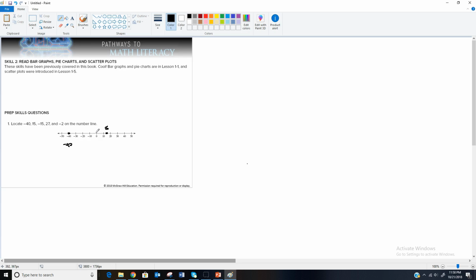Negative 15 would be the same, but on the other side. So here's negative 10, negative 20, negative 15 would be halfway in between. 27, here's 20. 25 would be right in the middle, so it's a little bit past 25. So past halfway between 20 and 30. So that would be 27. Negative 2, this would be negative 5 halfway in between, so negative 2 would be not even halfway to halfway. So right about there.